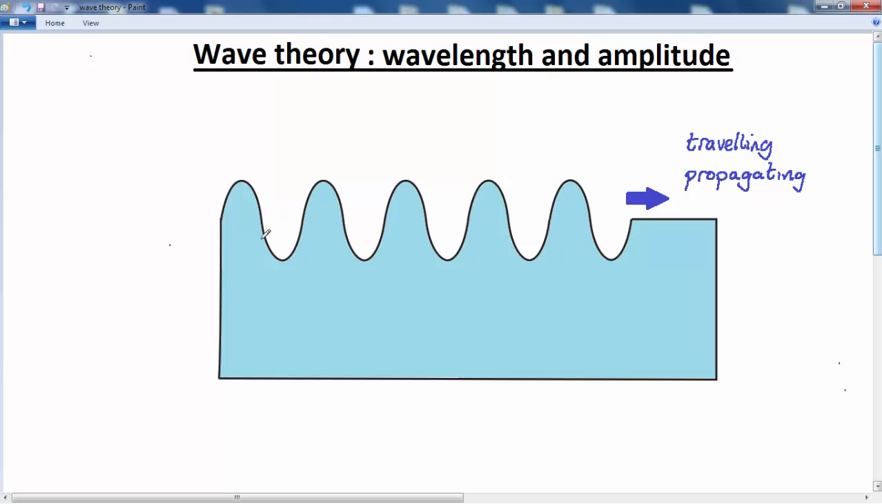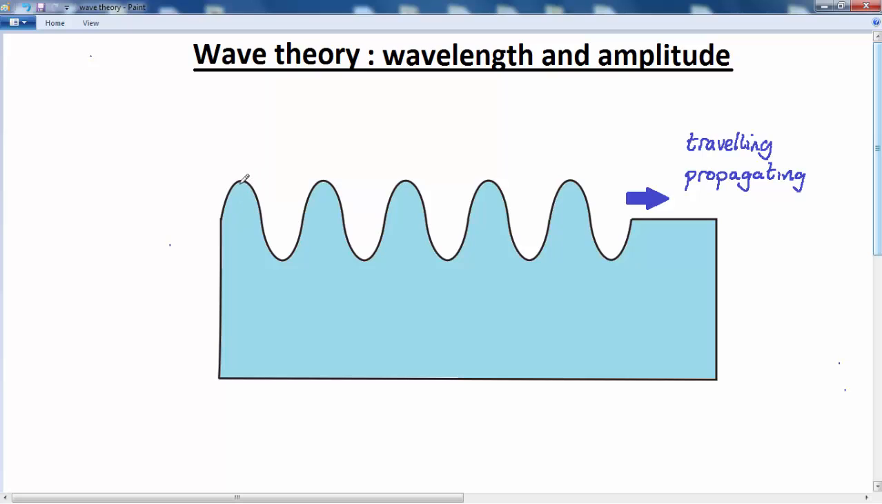direction. And so what we've done here, as it's travelling, as it's moving in this direction, we've taken a snapshot of the wave in space. Okay, so this is the wave frozen at a moment in time. Right, and we're going to point out some important features about the wave.